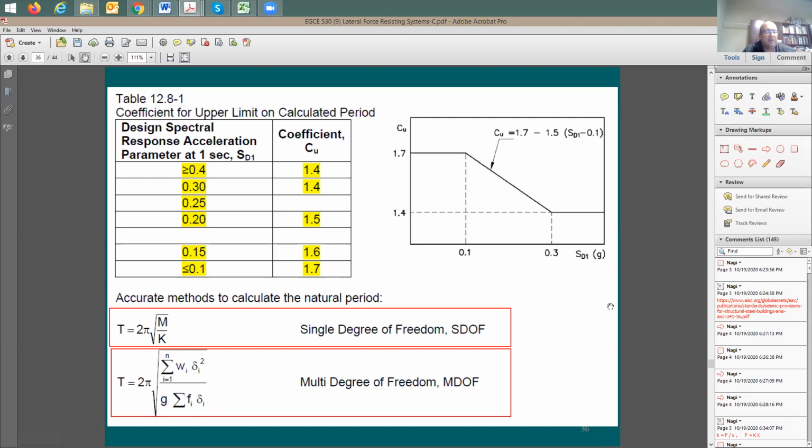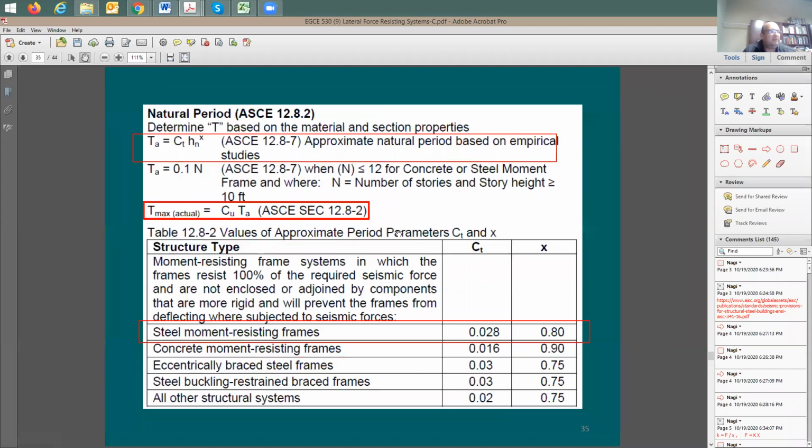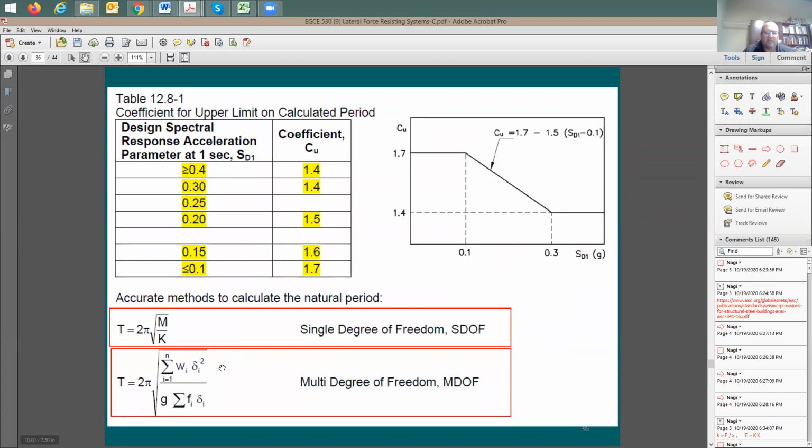Once we find the accurate or exact natural period, you're going to compare it to C sub U times TA. So here, T max, the actual one, is going to be equal to C sub U multiplied by TA. This is going to be your maximum value. You're going to compare it with T from dynamic analysis. You can still call this dynamic analysis if you want to. You do some dynamic analysis to figure out the natural period for a multi-degree of freedom system.